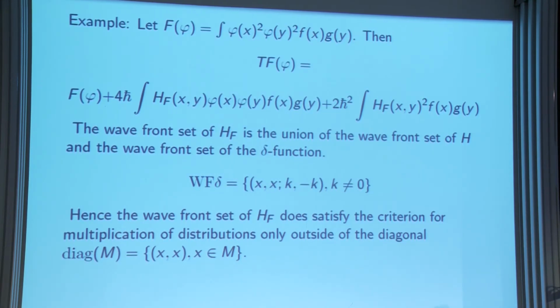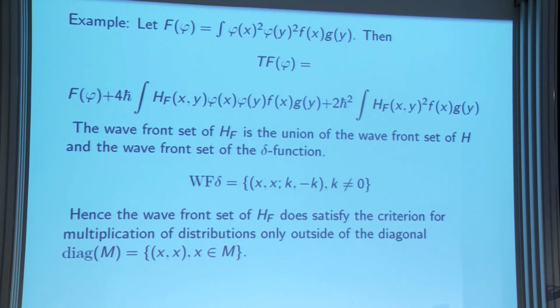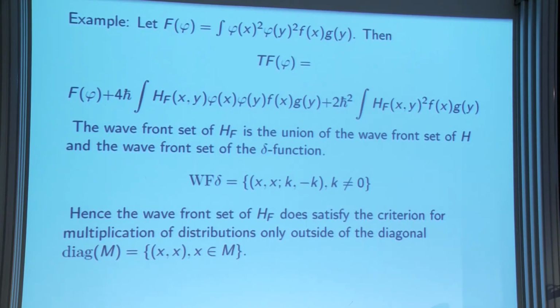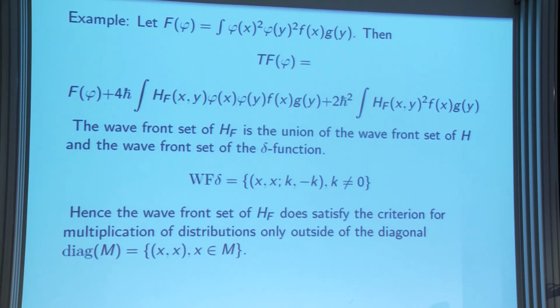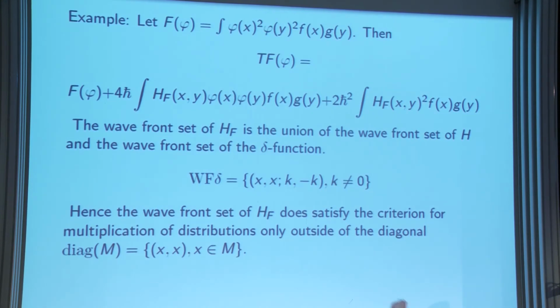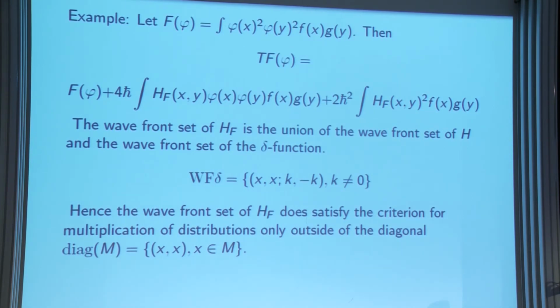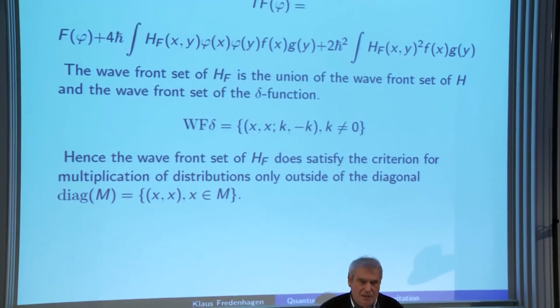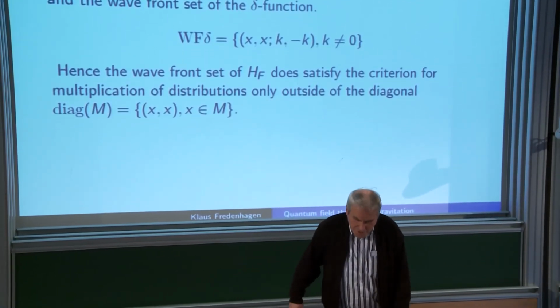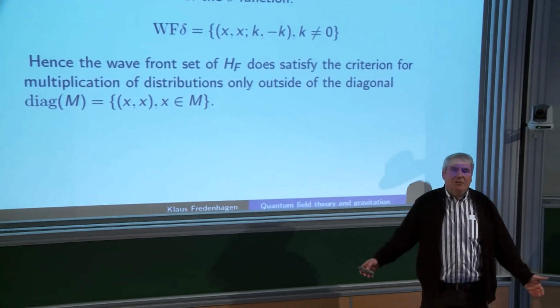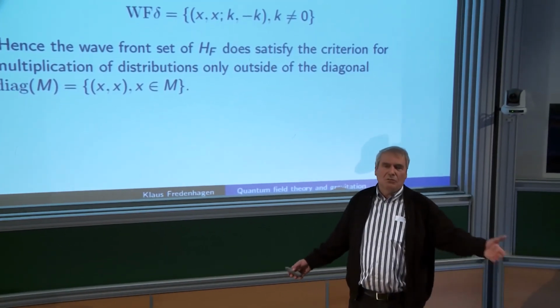But the Feynman propagator is not a solution of the homogeneous Klein-Gordon equation. It's a propagator, so it contains the wavefront set of the delta function, which is just the diagonal xx. So two points should coincide, and the covectors have to add to 0. But all are admitted, space-like, and k can be arbitrary. All non-vanishing ks can be admitted. And then, of course, there is no positivity condition.